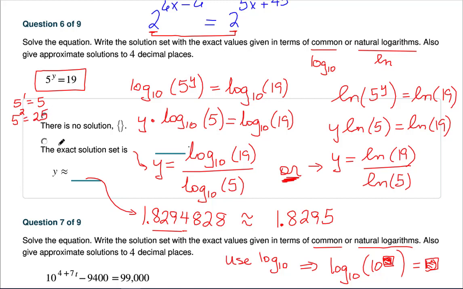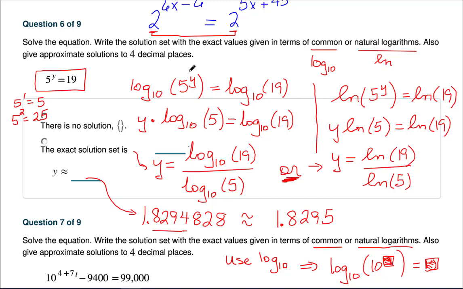So there's not a nice power of 5 that's going to give me 19. So we can use either logs, common logs, log 10, or natural logs to help us. I've done it both ways so we can see we get the same answer. So you take log of both sides.